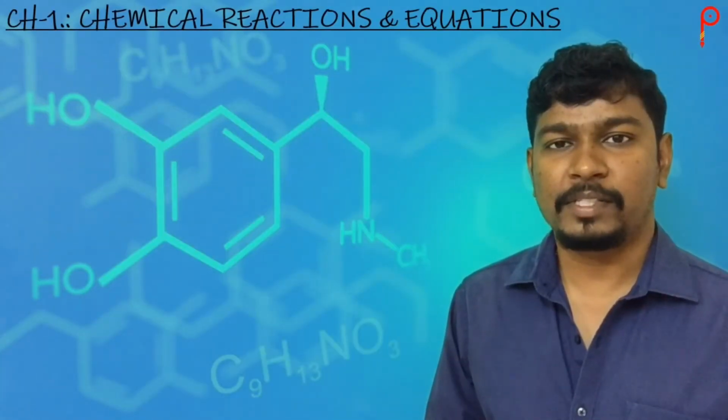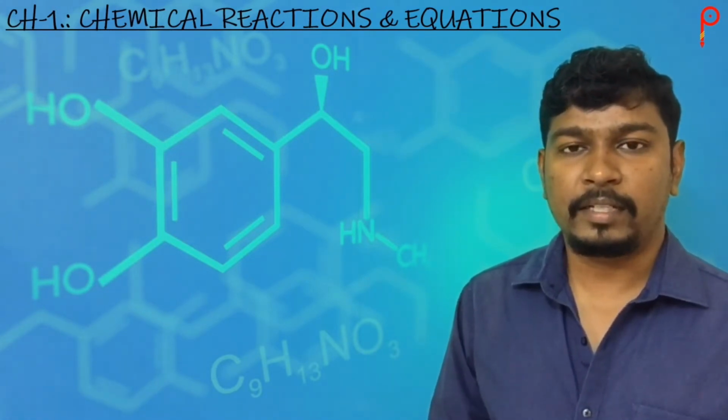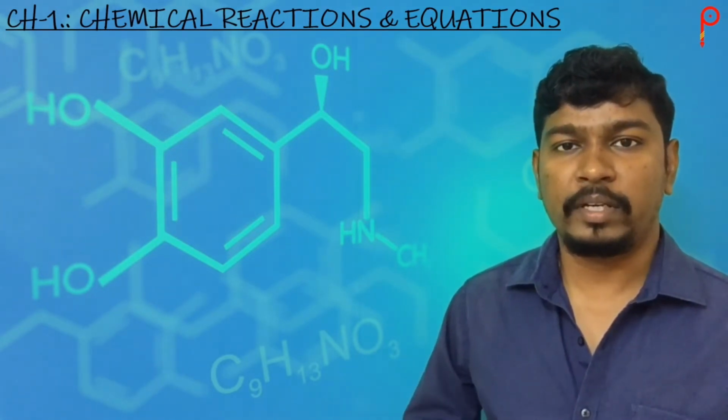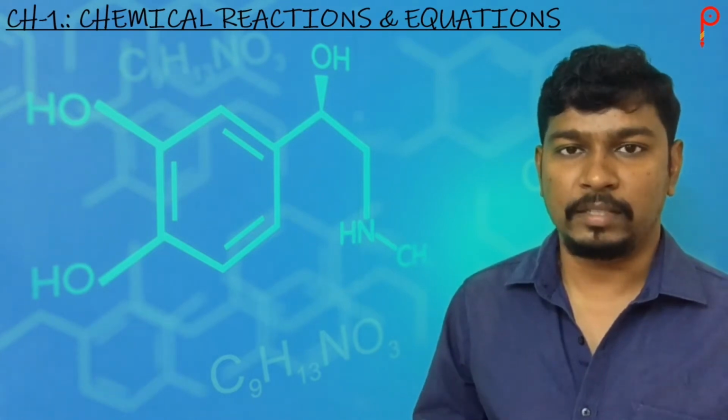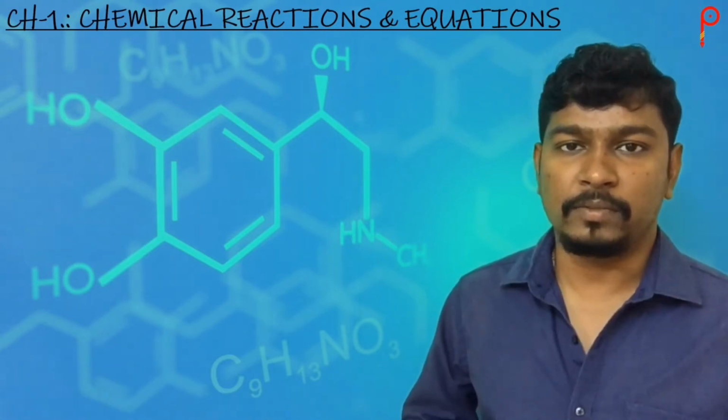Friends, let's begin with the first chapter, chemical reactions and equations. To understand chemical reactions, we need to know that these reactions are occurring due to some change. Now what are these changes? See, around us we can see many kinds of change.